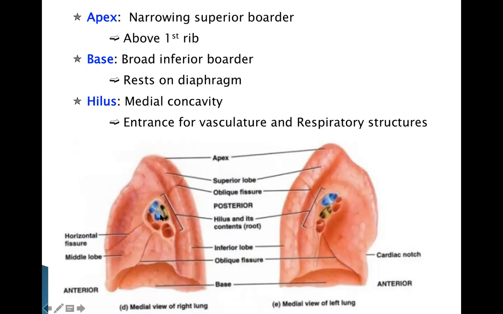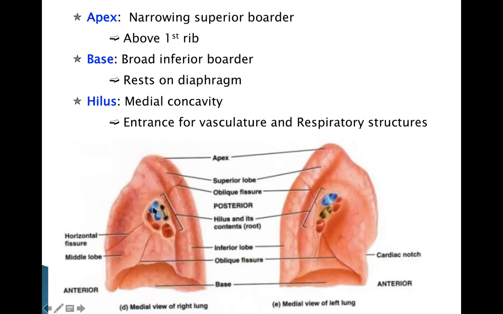Right, the hilum is actually a newer term. Hilus is a little bit of an older term. Most of our figures will still say hilus, but we use this term hilum as well. So in this case, we're going to see the branches. This is the primary bronchi coming in and branching to the secondary bronchi. And then these are the pulmonary arteries and the pulmonary veins.